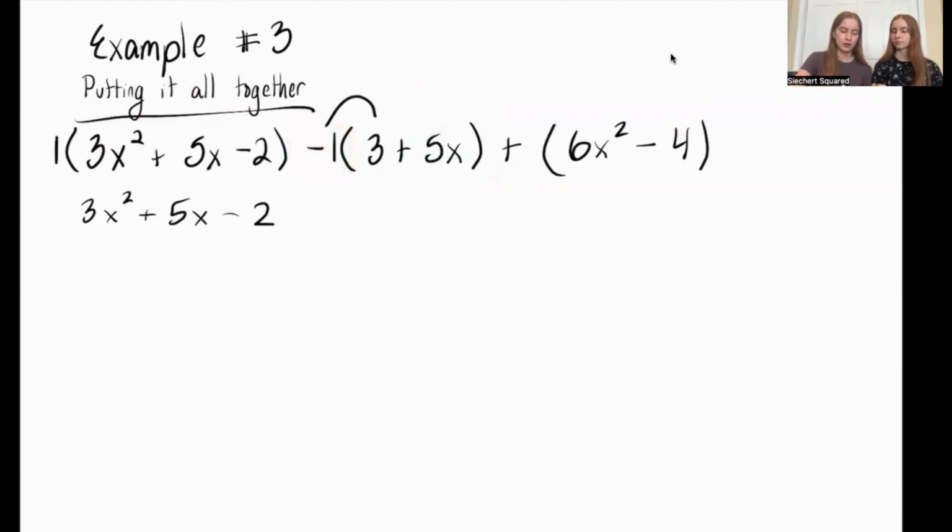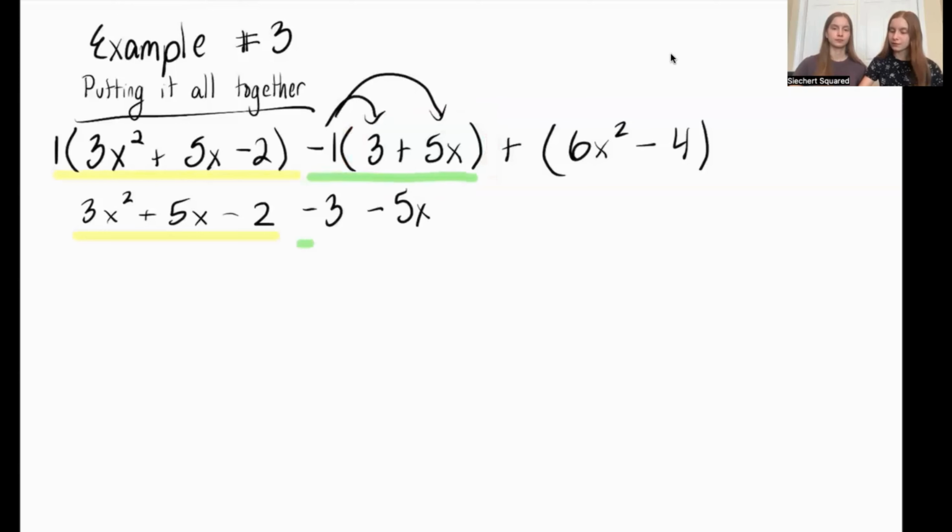So once we do that, negative 1 times 3 is negative 3, and negative 1 times 5x is negative 5x. Once you distribute whatever's on the outside, that's when you're allowed to get rid of your parentheses. So this first polynomial really gave us this. Our second polynomial really gave us this, and now we're going to work on that last polynomial. We are adding that last polynomial.